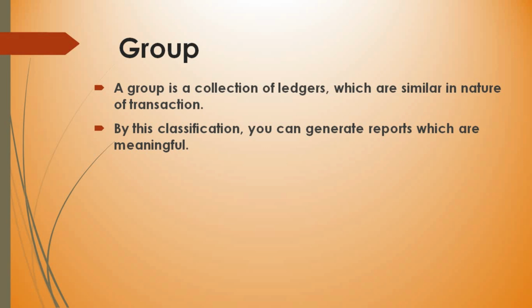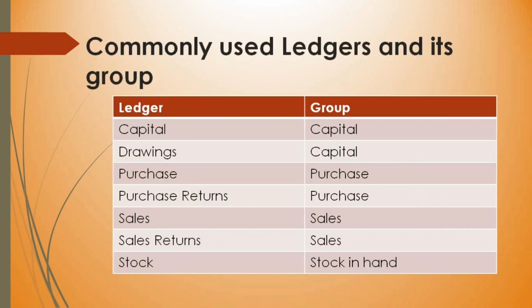So we saw how to create the ledgers, and in order to create the ledger we need to identify the groups. So what is a group? It's a collection of ledgers which are similar in nature of transaction. By this classification you can generate reports which are meaningful. So let's see some of the commonly used ledgers and their groups.